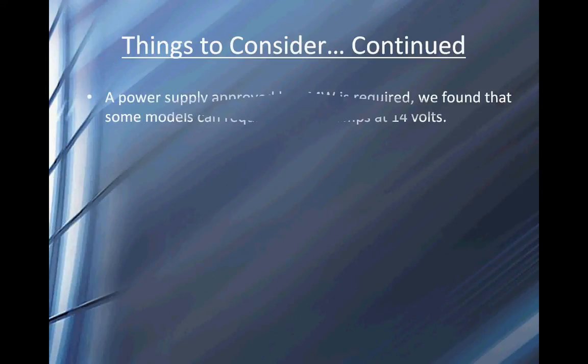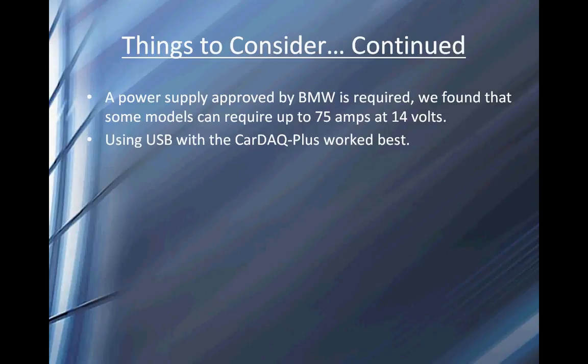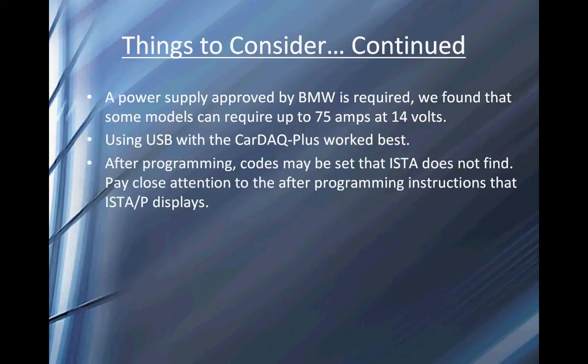A power supply approved by BMW is required. We found that some models can use up to 75 amps at 14 volts. Using USB with the Cardac Plus worked the best. After programming, codes may be set that ISTA does not find. Pay close attention to the after programming instructions that ISTA-P displays.